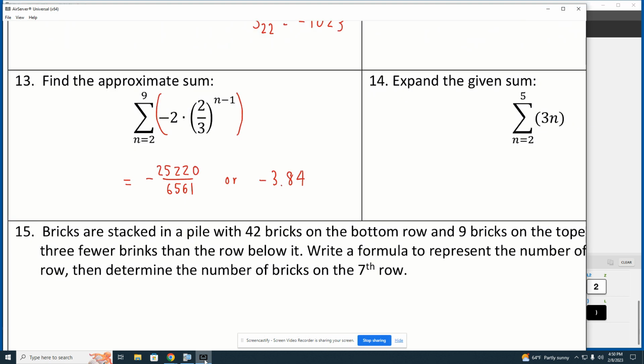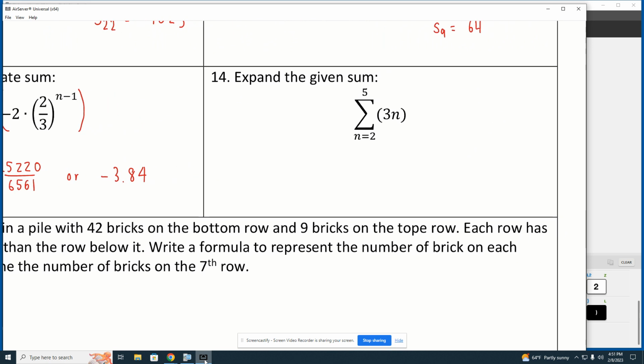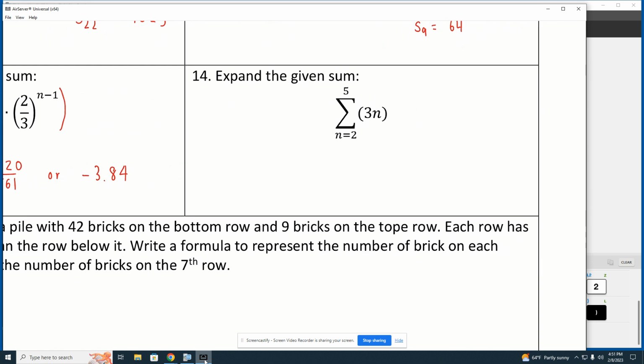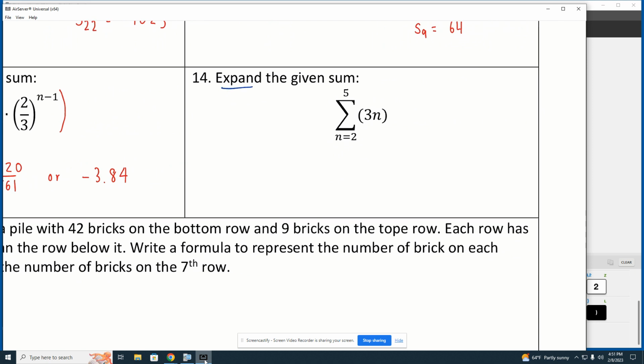So I would have been okay with either of these two. All right. Now, number 14 says expand it. And I'm going to give you 100% credit if you just type it into your calculator. But on the test, I'll give you a couple of bonus points if you expand it. So expanding it is bonus.